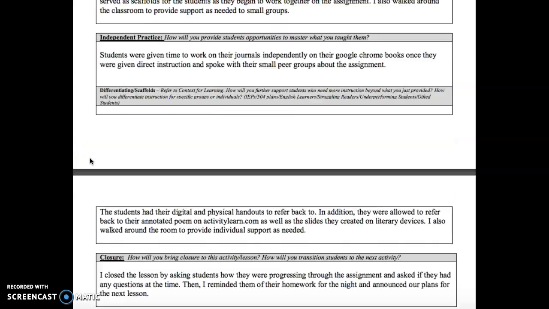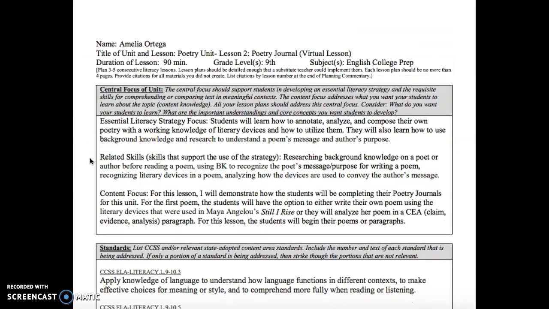So that is an example of our lesson plan that we will be doing in this class and throughout the credential program and the TPA.